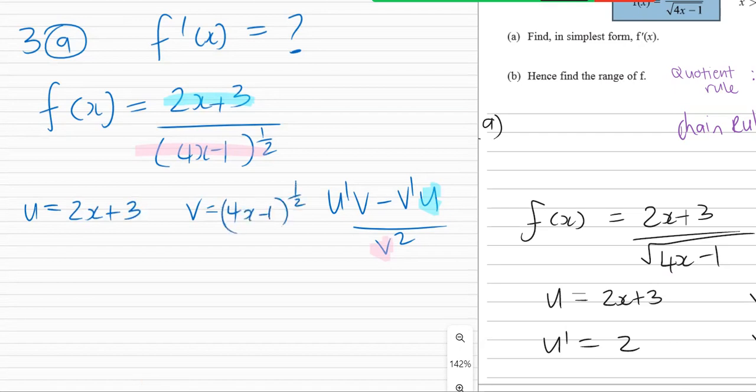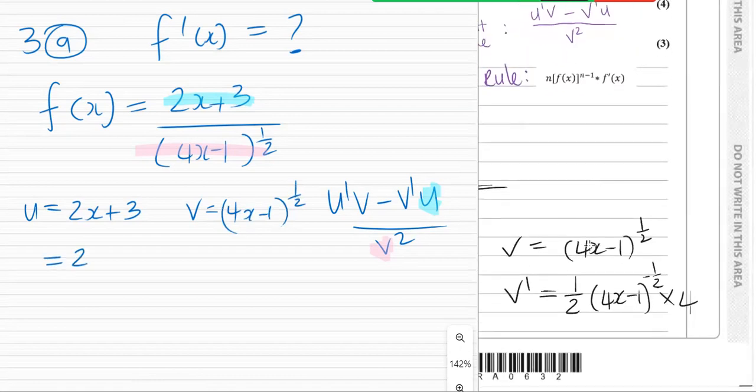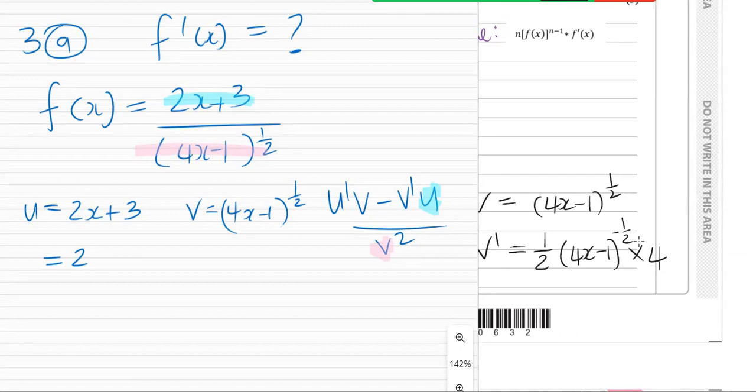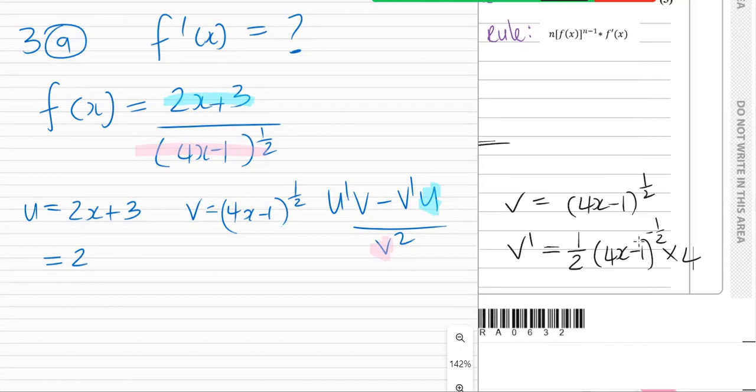Okay, the first derivative of 2x plus 3, hopefully you should know, is just 2. Then let's take a look at this one. This uses the chain rule. Now, I've written this incorrectly. Oh, interesting what I did there. I've done this according to the quotient rule, so this is correct.